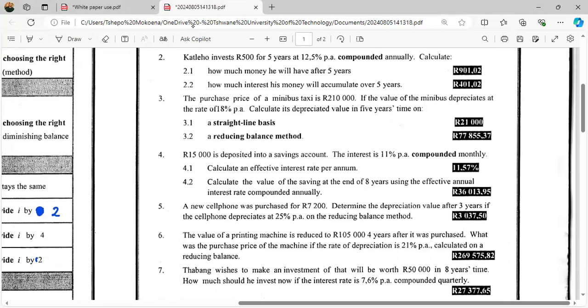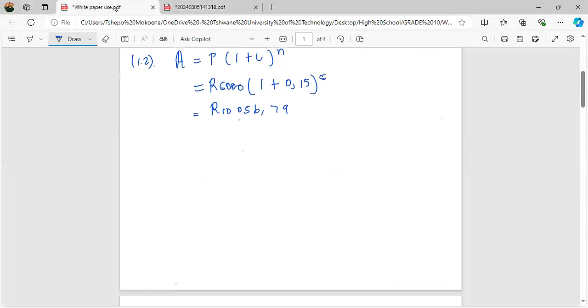Now we move to number 2, right? Now let's see what's happening with number 2. Number 2 says to us, Katleho invests 500 Rand for 5 years at 12.5% per annum, compounded annually. Calculate how much money he will have after 5 years. It's simple, and this question is straightforward, right? So how do we go about this question?